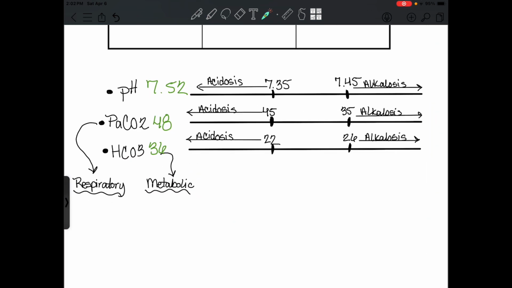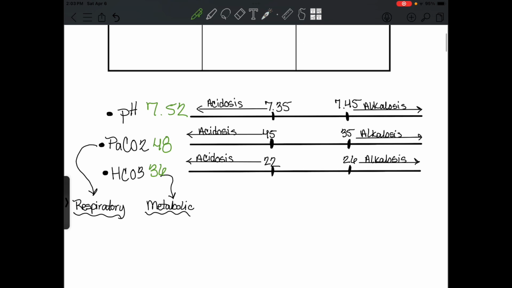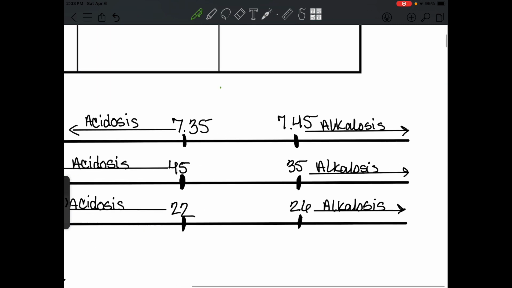So what I'm going to do, I'm going to start off with mine. Little number line here. I like to just take my number and then just chart it by putting a dot. So I got 7.52. I'm going to write my 7.52 above it so I don't forget my number here. I know that my 7.52 is going to be higher than 45, so it's going to be somewhere around alkalosis.